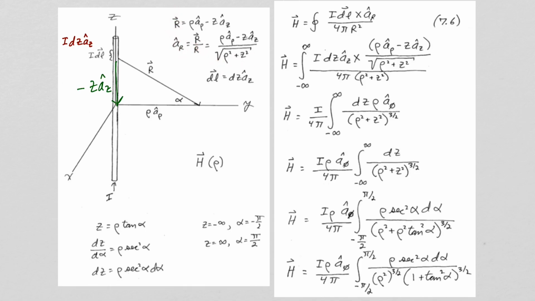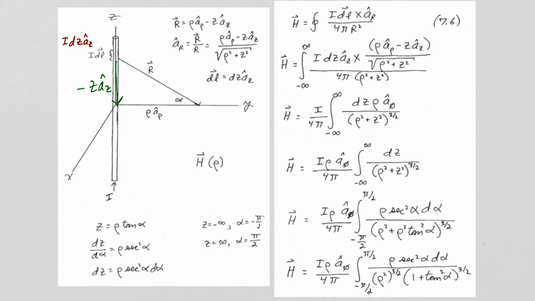Here's the Biot-Savart law. For dL, we substitute dz in the z direction. For our unit vector, we substitute this, and for R squared, we substitute rho squared plus z squared. We have to integrate over where the current is flowing, and it's flowing from z equals minus infinity to plus infinity. a_z cross a_rho is a_phi, and a_z cross a_z is 0. So here's the final form of the equation that we have to integrate.